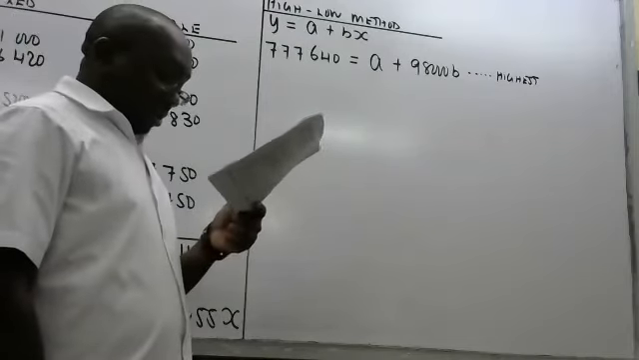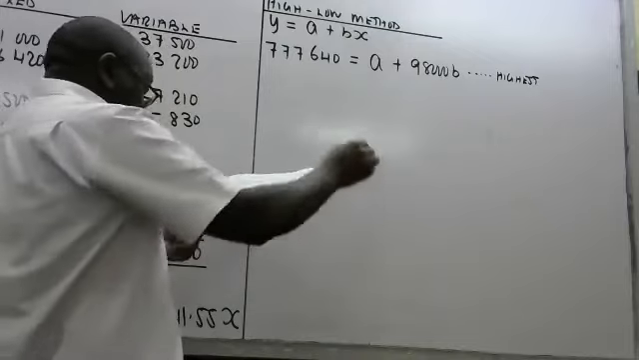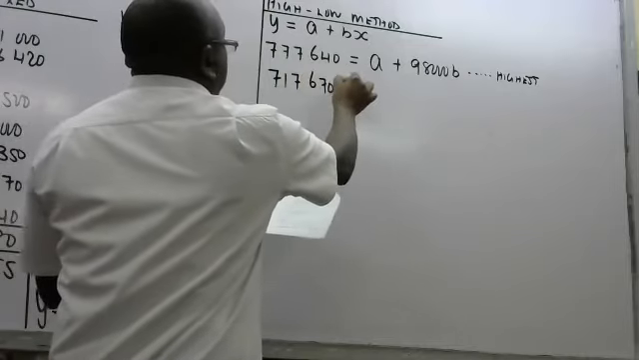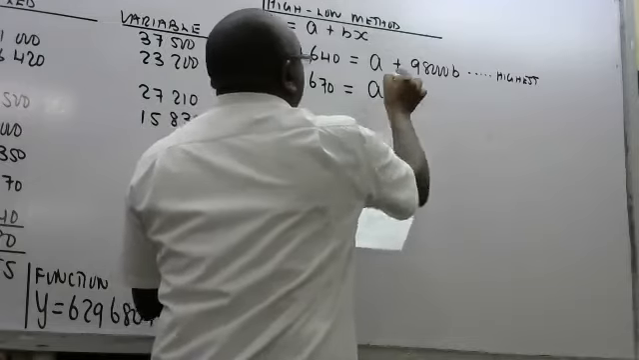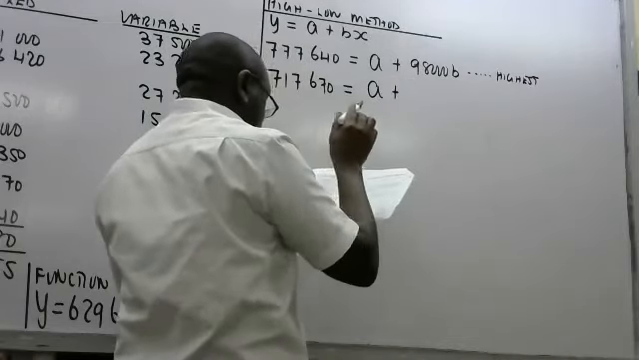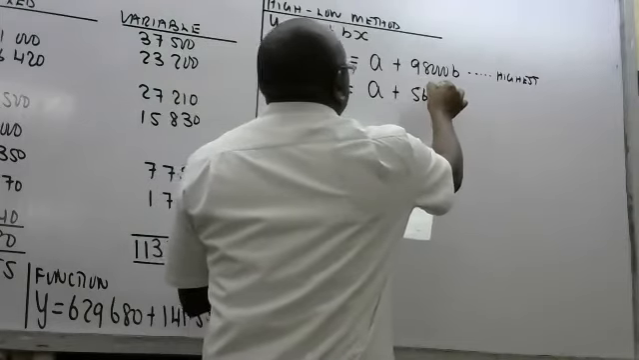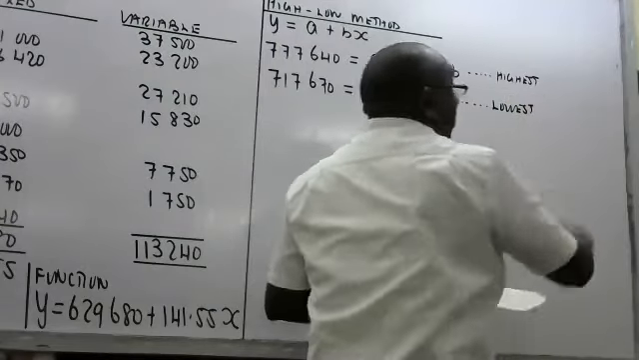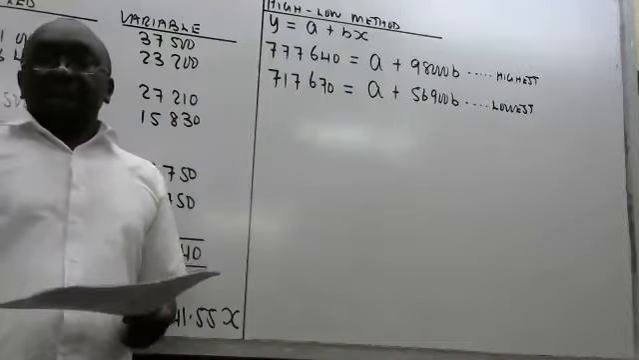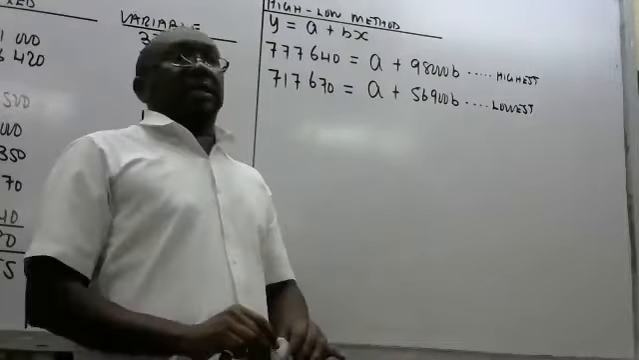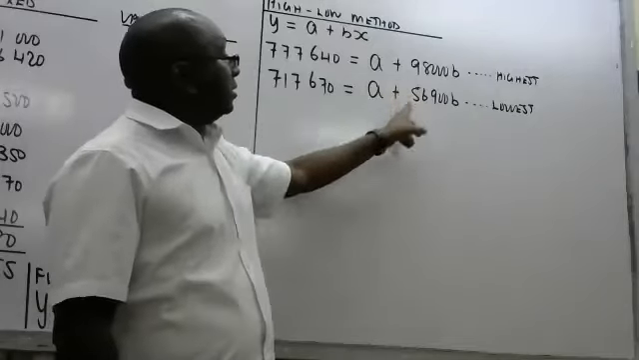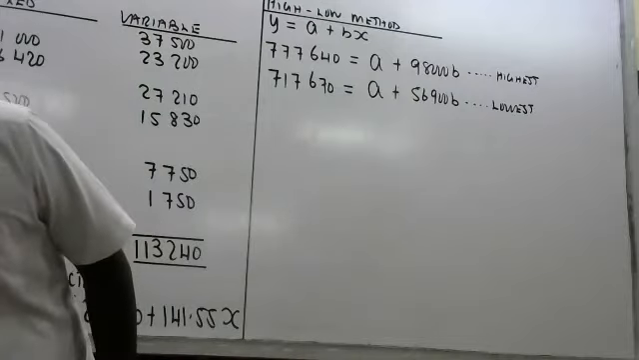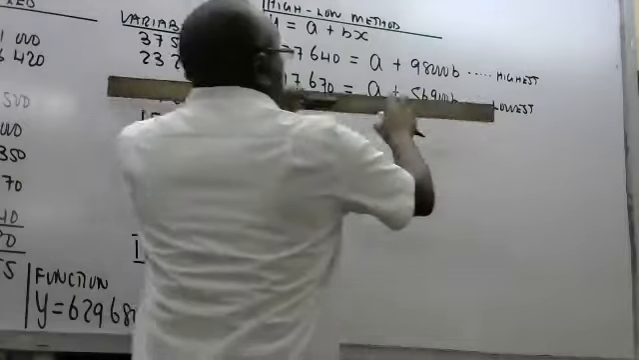The smallest value is 56,900, whose cost is 717,670, being equal to A plus 56,900 B. That is for the lowest. And one thing you should remember is we always select in the units, but not in the cost. So the cost need not be the highest or the lowest, but as long as they are the cost of those units, you proceed.